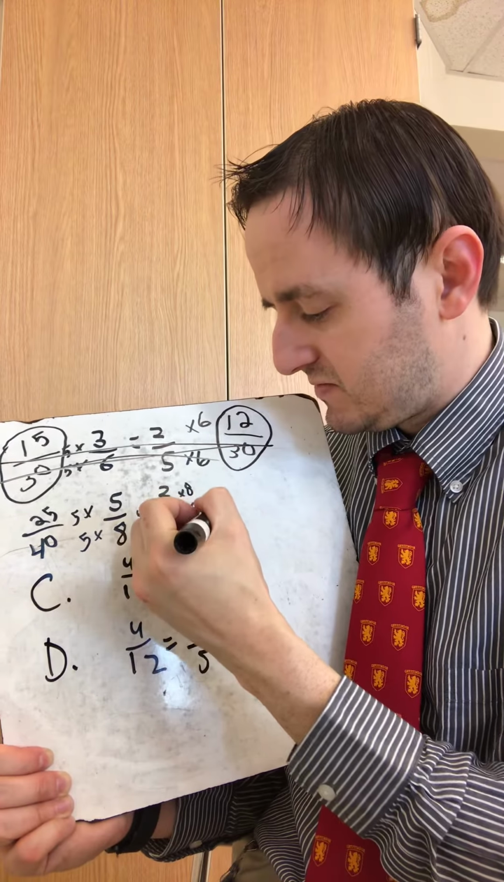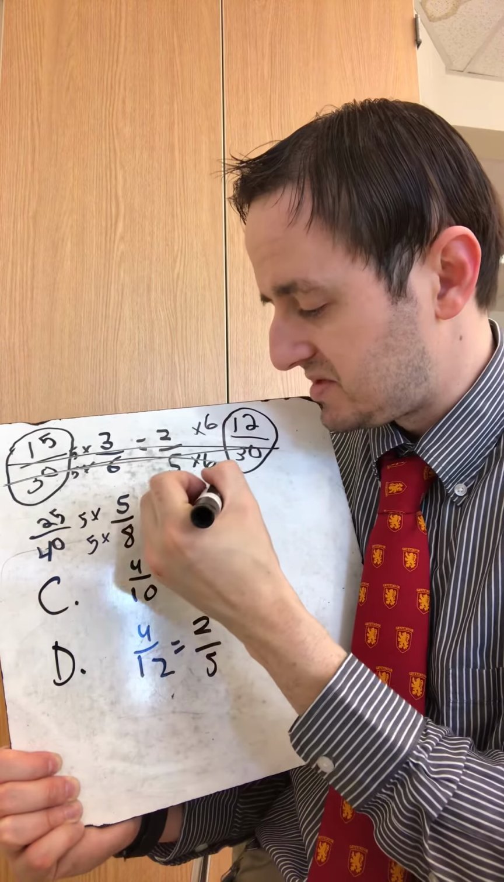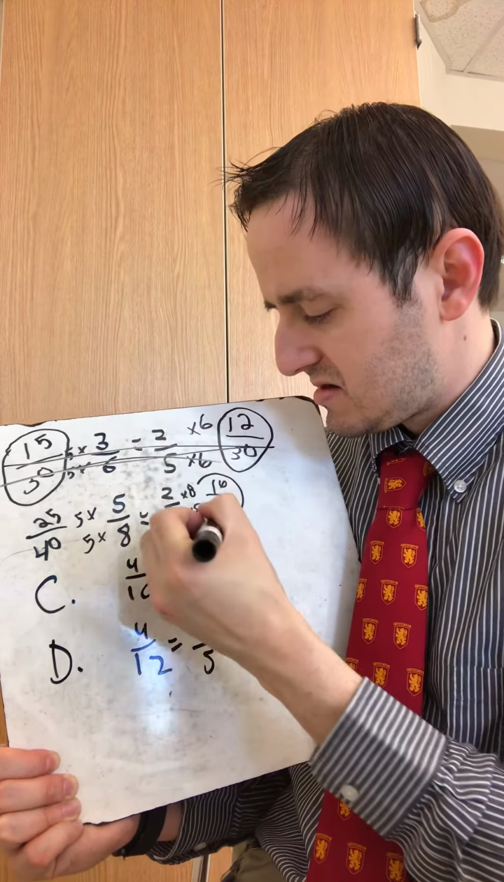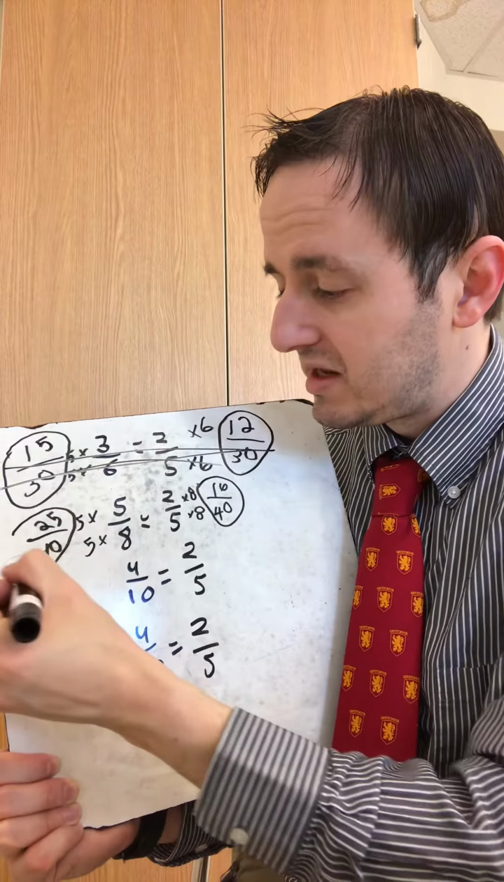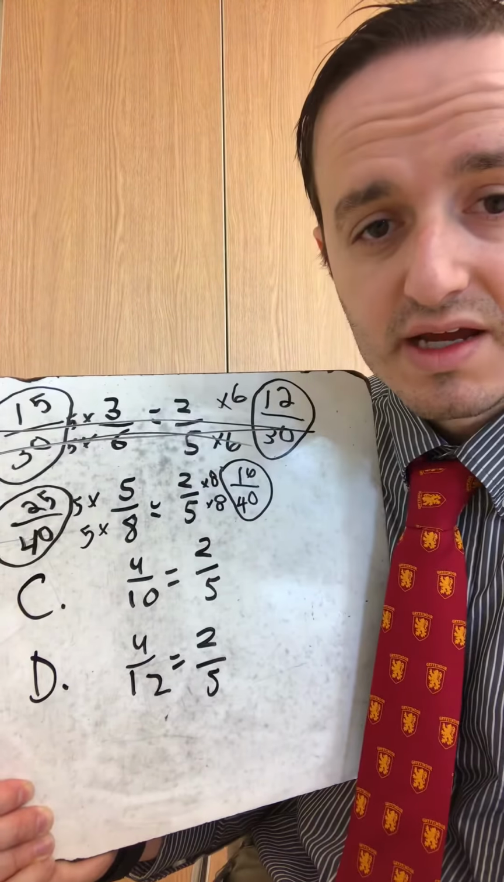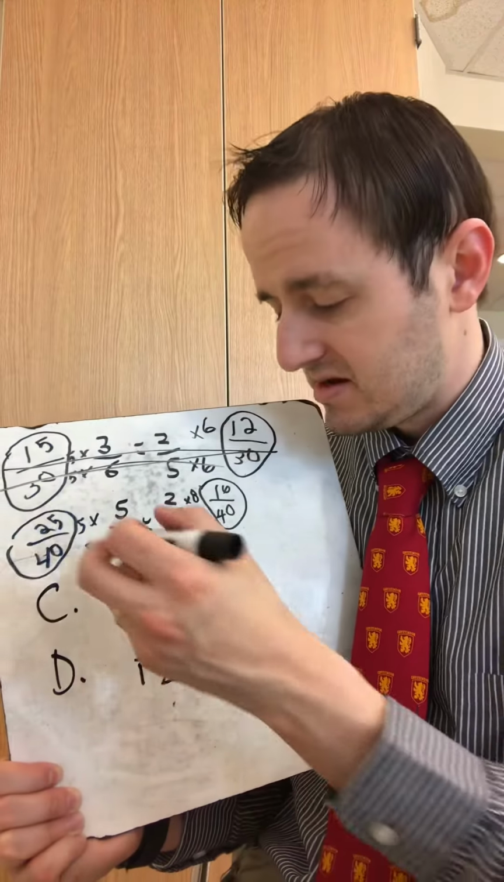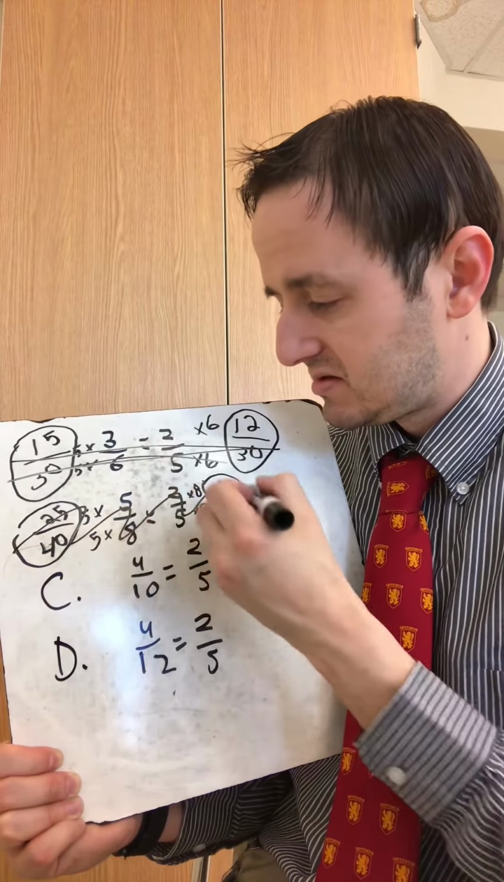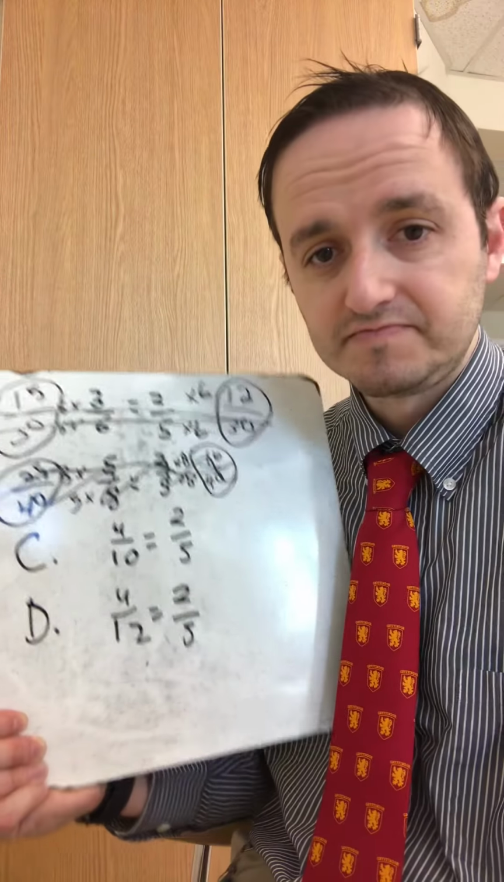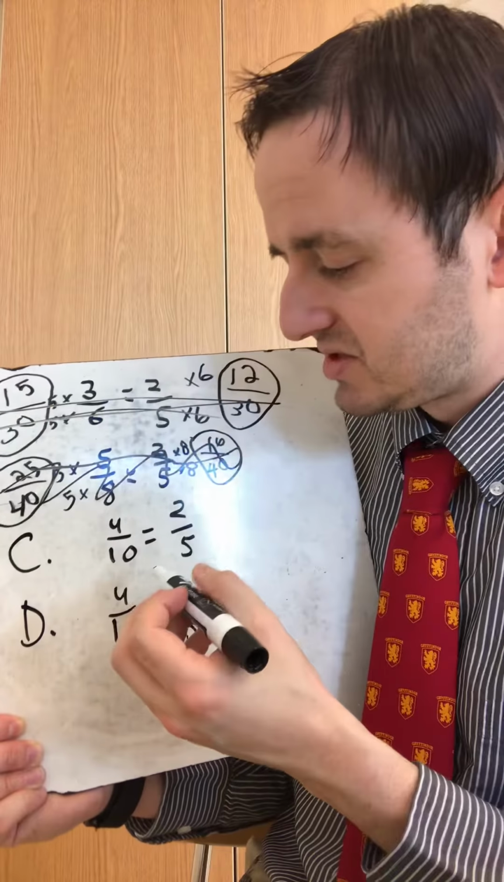8 times 5 is 40. 2 times 8 is 16. Now they have the same denominator, 40. Are their numerators the same? 16 and 25? They are not. They are not equivalent. Okay, so we know it's not the first two choices. Let's look at my next two.